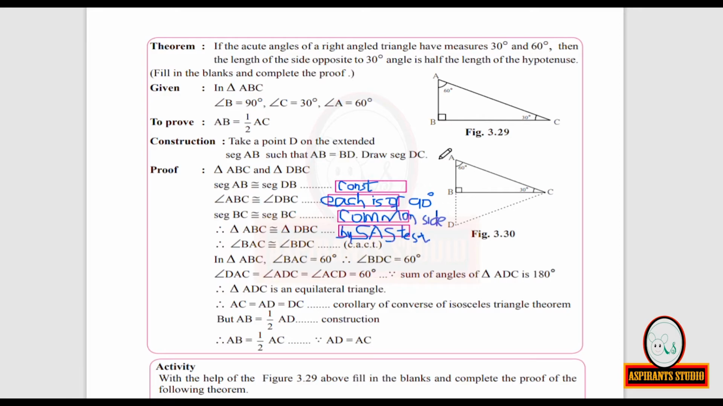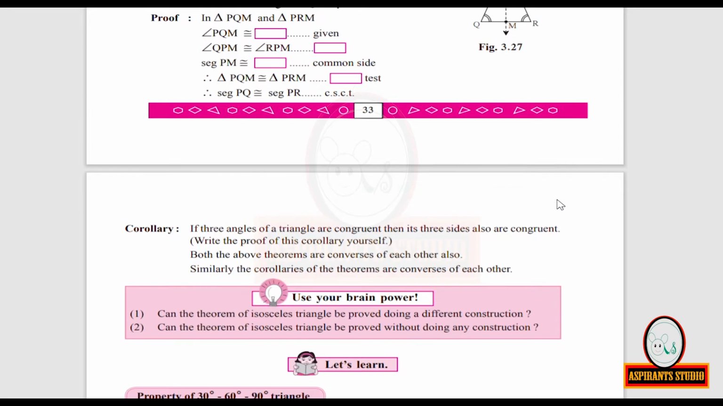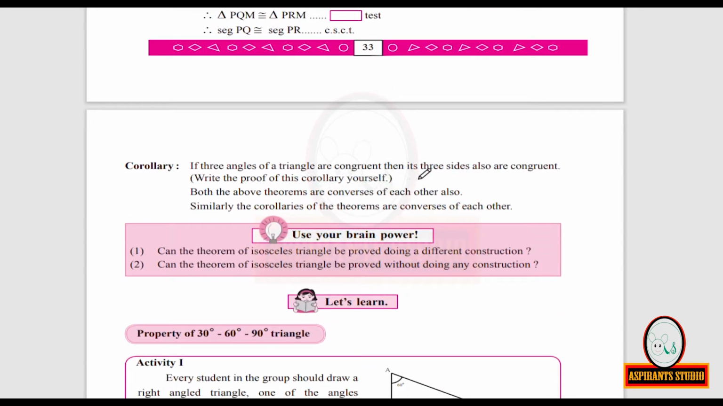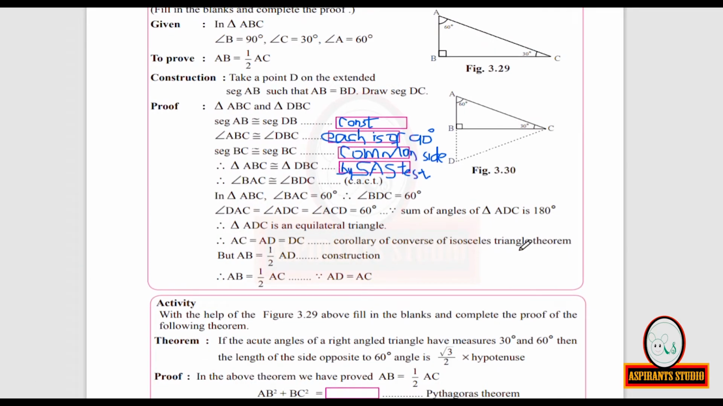Now see the corollary of the converse of the isosceles triangle theorem. According to the corollary, if three angles of a triangle are congruent, then its three sides are also congruent. So here you will have AC is equal to AD is equal to DC because of the corollary of the converse of the isosceles triangle theorem.